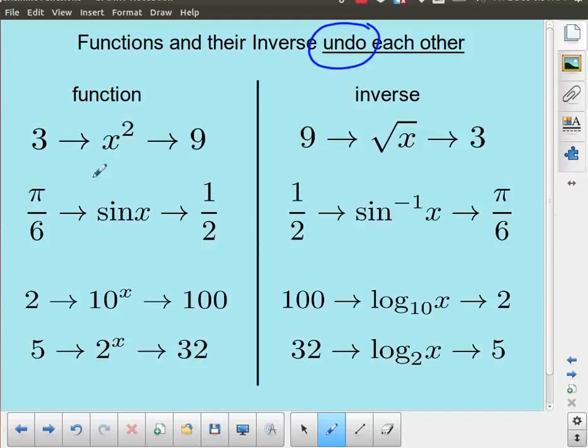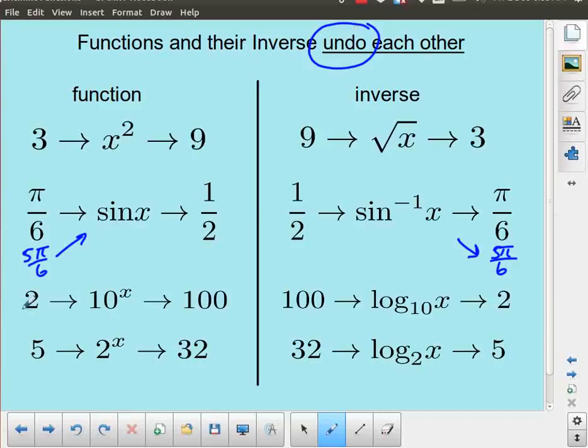Now I realize I'm oversimplifying things. You might say, well, hold on, the sine inverse also has an answer of 5 pi by 6. And that's true. But if I put 5 pi by 6 into sine, I also get 1/2. So yes, it can be more complicated. I don't want to oversimplify this too much, but I don't want you to lose sight of this idea that the function and its inverse undo each other.